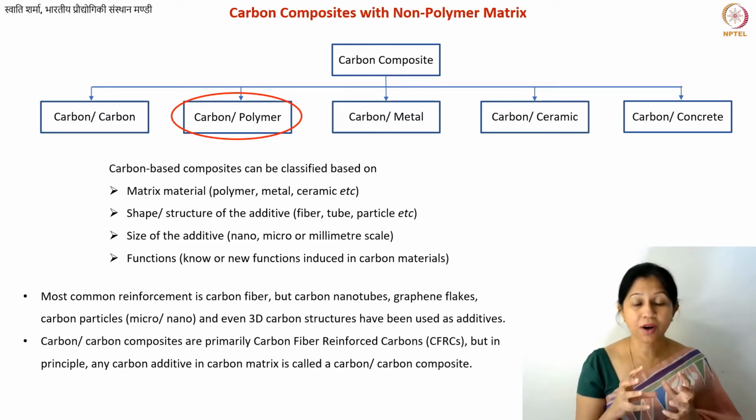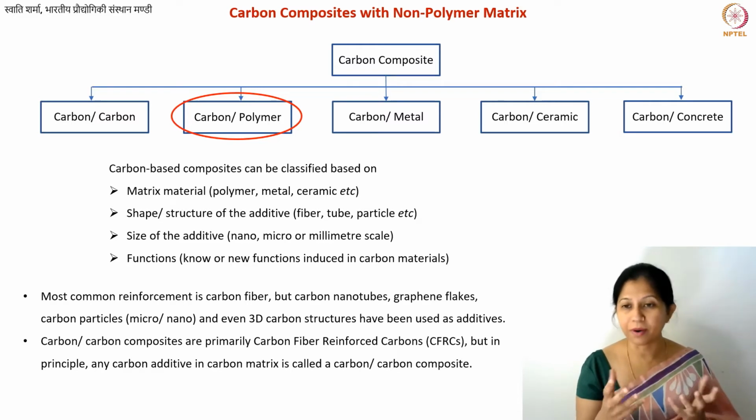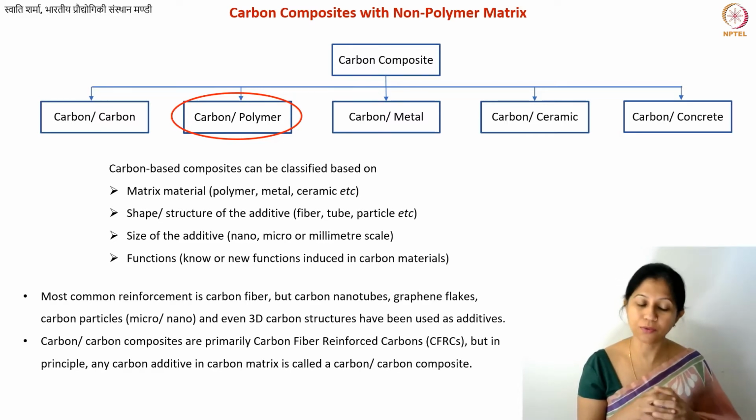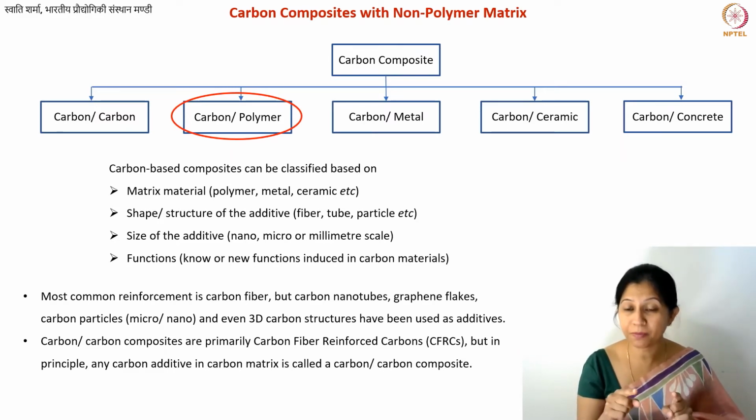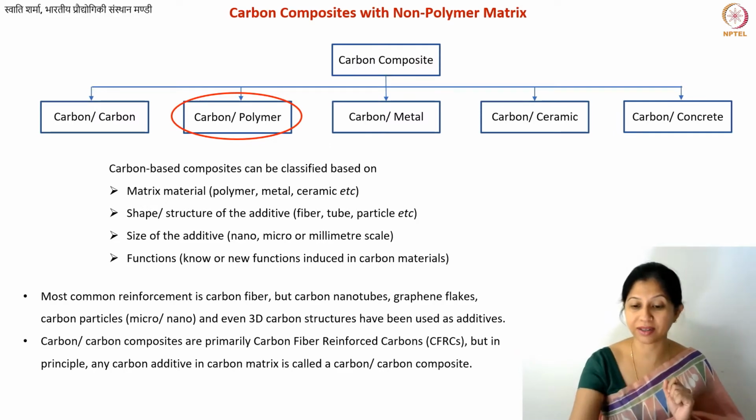Typically, carbon composites are carbon fiber based. Again, the additive, of course, you can also call it a carbon composite if there are some carbon nanotubes in a carbon matrix. However, the most commonly or industrially used carbon composite is carbon fiber in a carbon matrix. Okay, so how do we make them?